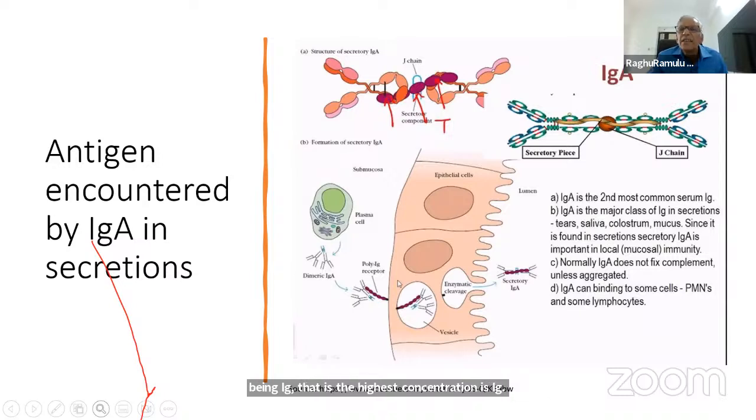The second is the IgA, the second most common after serum IgG, and it is a major class of secretions in tears, saliva, colostrum, mucus, etc. Even in colostrum also, I forgot to tell about colostrum.